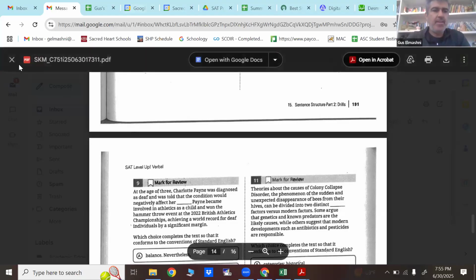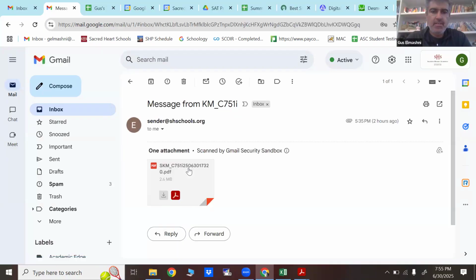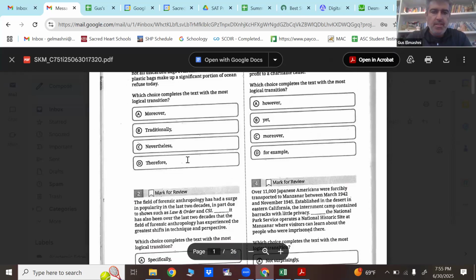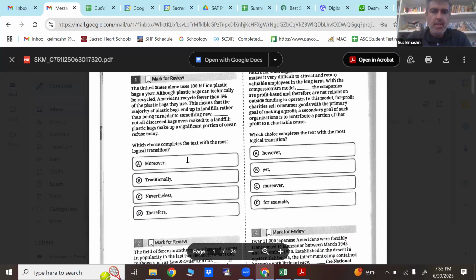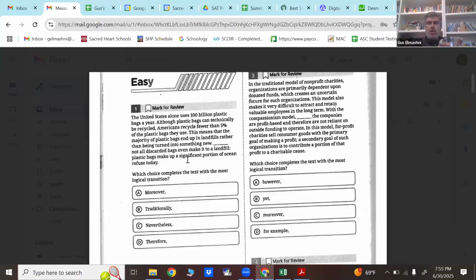Transitions. Let's talk about that. It's been a year since everyone's seen this. Let's try number one. So number one, you want to find the correct transition word. It's not just good writing. Make sure you're writing smoothly, if you know transitions correctly.